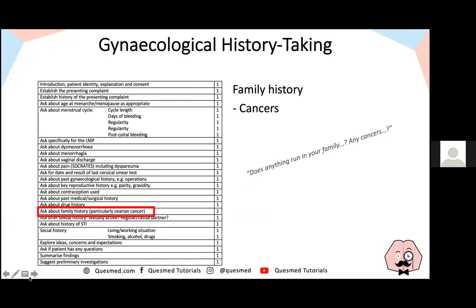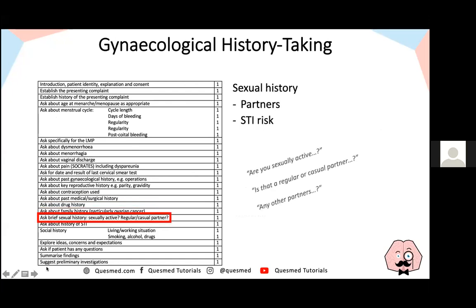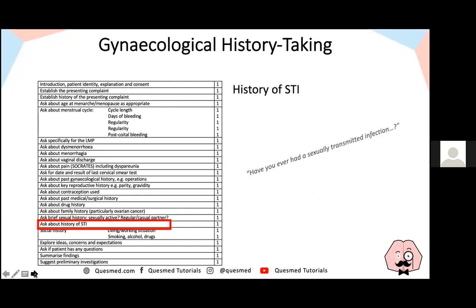We also take a brief sexual history. What we're trying to do in a sexual history here is to find out the risk of sexually transmitted infection. So we want to know, are they sexually active just now? Is it a regular or casual partner? And are there any worries about infection? We also want to ask if they've ever been diagnosed with a sexually transmitted infection. And here we're thinking about that as a risk factor for things like adhesions and pelvic inflammatory disease.